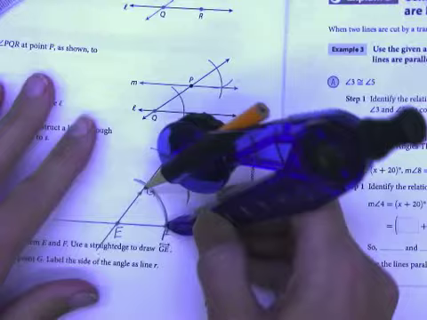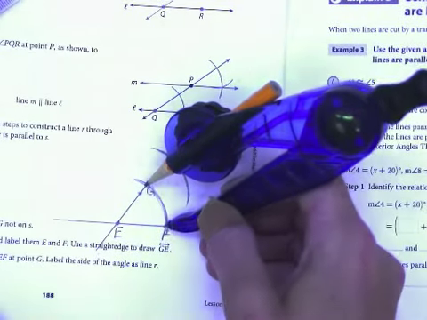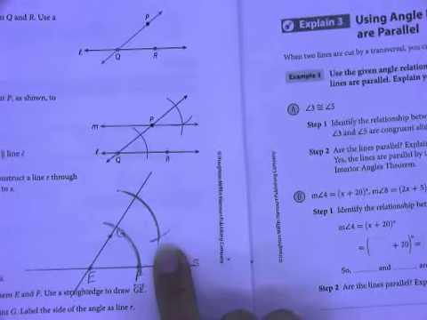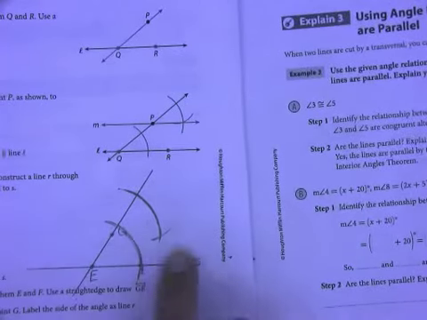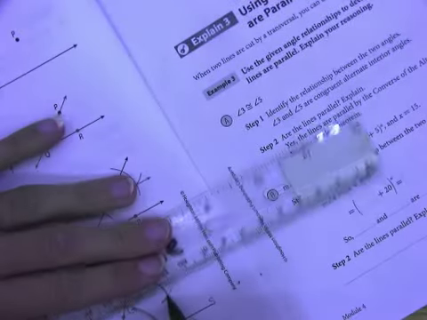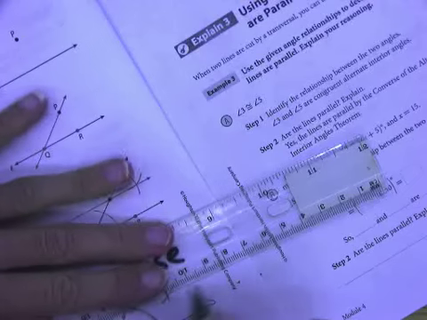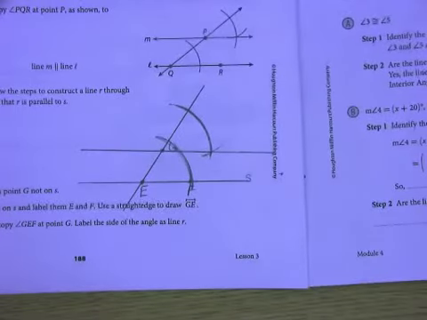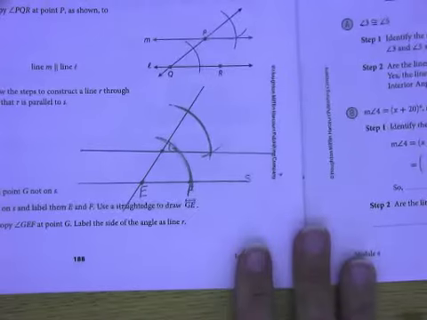Okay, the next step, remember, is to change your compass setting to this distance. Taking this compass setting, whoops, let me make sure I didn't change my compass setting by accident. There's my compass setting. Notice where I'm putting the point of my compass. And then I duplicate that arc. And notice that those arcs intersect. And now from G to that intersection of arcs, that is my parallel line.